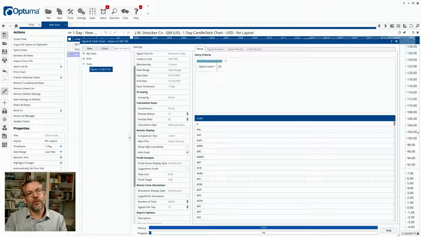So again, Optuma is going through all those 500 securities. It is finding every single opportunity within that window of trades that we're looking at, and then measuring the returns from prior to the signal, after the signal, and then combining them all together. So the first 50% of this process is finding the signals and measuring them all, and the second 50% is Optuma collating everything together. So we might just cut to save you time waiting there.